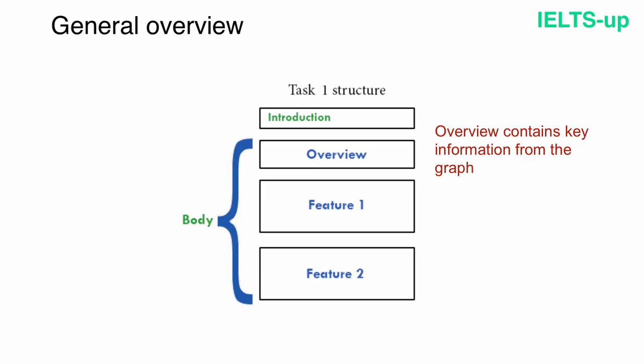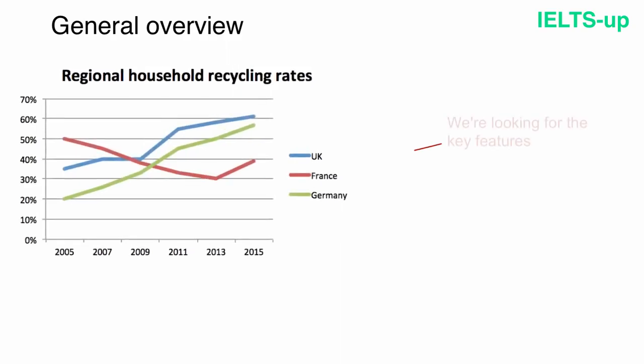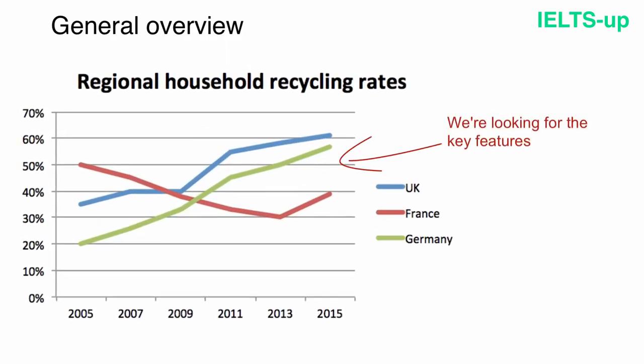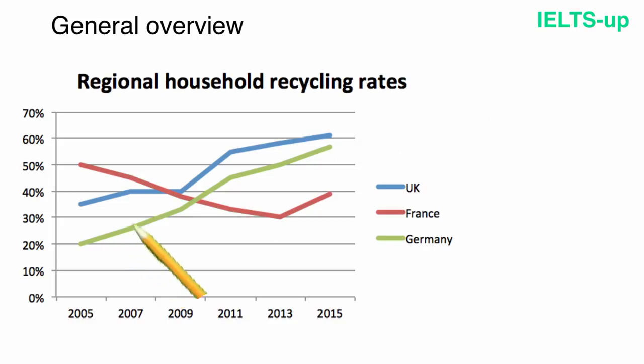When giving an overview, you should not state any specific details. You should simply write what's happening on the graph overall. So, no dates, no numbers, no percentages in your overview, just general trends. So, let's take a look at the key features on our graph. It's easy to note that the UK and Germany's rates went up, while France's rates went down. So that's our two key features.